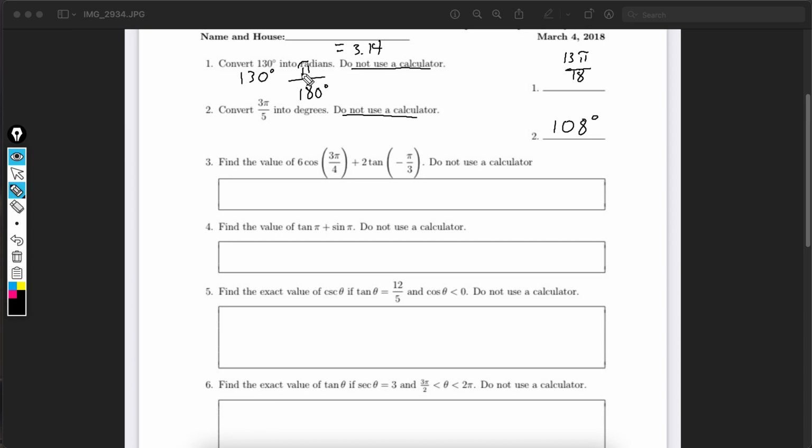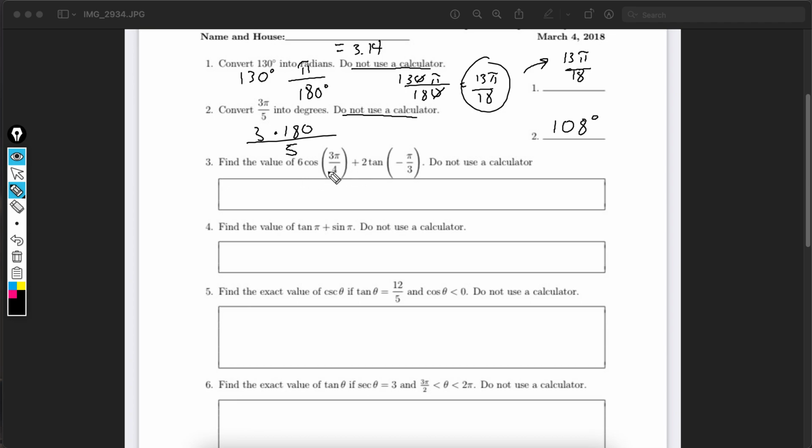So if you do 130 times pi, you'll get 130 pi over 180. Now, boom, boom, 13 pi over 18. That's literally how I did it in my head. This one, you can substitute pi for 180, so you could do 3 times 180, all divided by 5, which would give you 108 degrees, because this one's from radians to degrees, degrees to radians. So that's kind of that one.